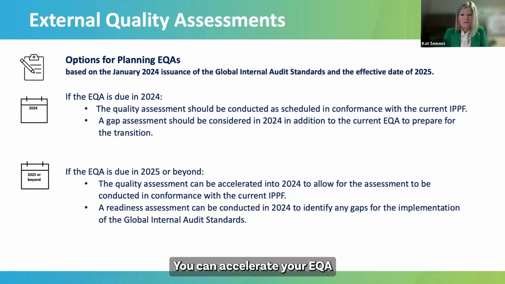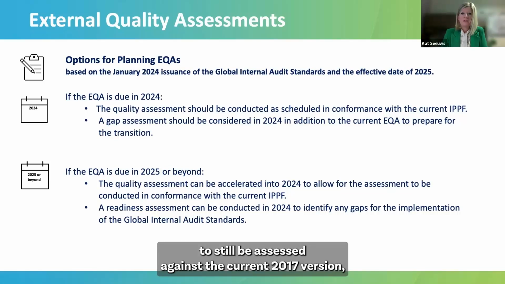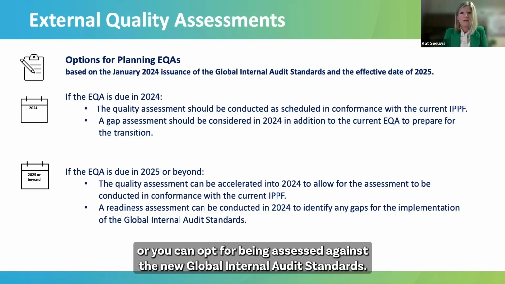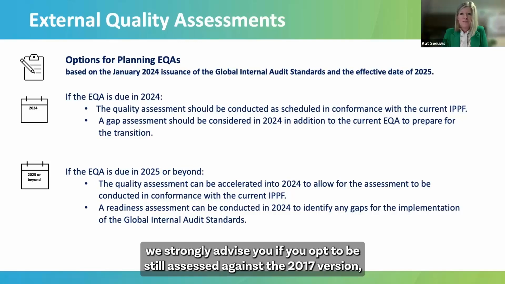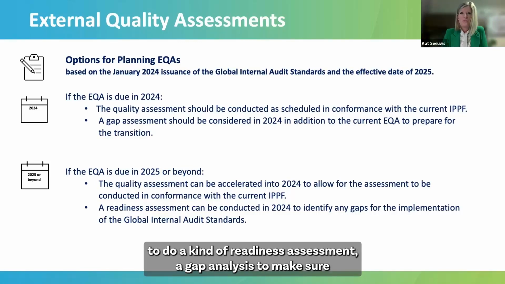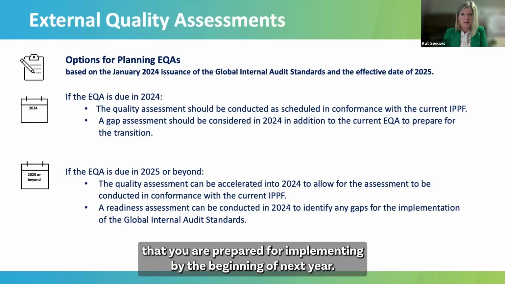You can accelerate your EQA to still be assessed against the current 2017 version, or you can opt for being assessed against the new Global Internal Audit Standards. Now, whatever option you take, when it is due for this year or for next year, we strongly advise you, if you opt to be still assessed against the 2017 version, to do a kind of readiness assessment, a gap analysis, to make sure that you are prepared for implementing by the beginning of next year.